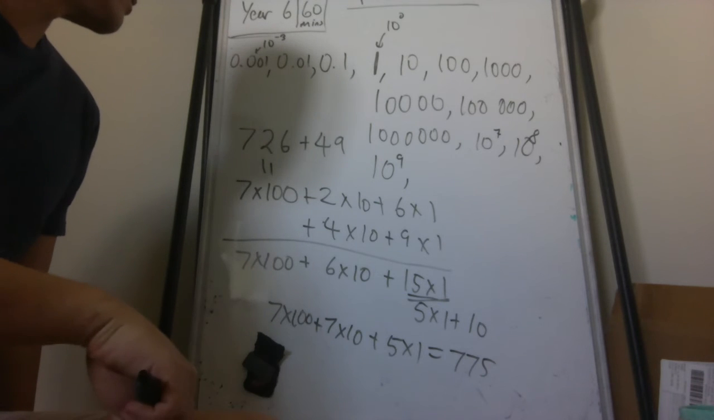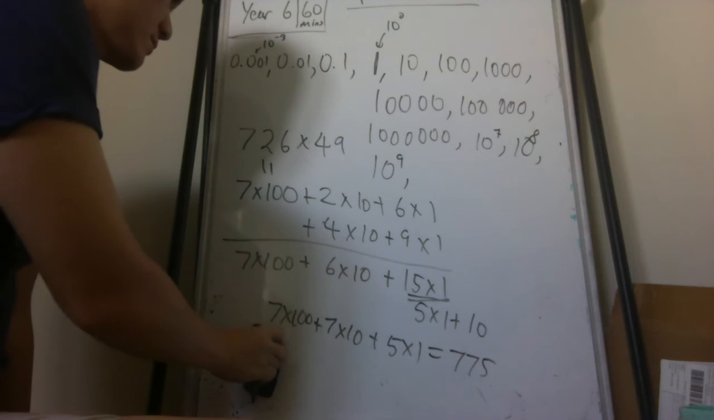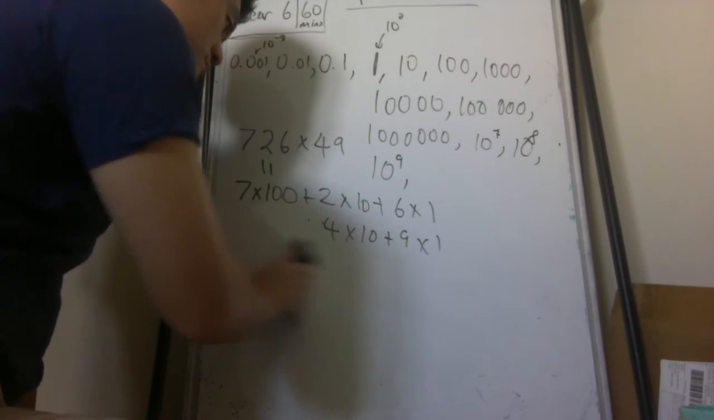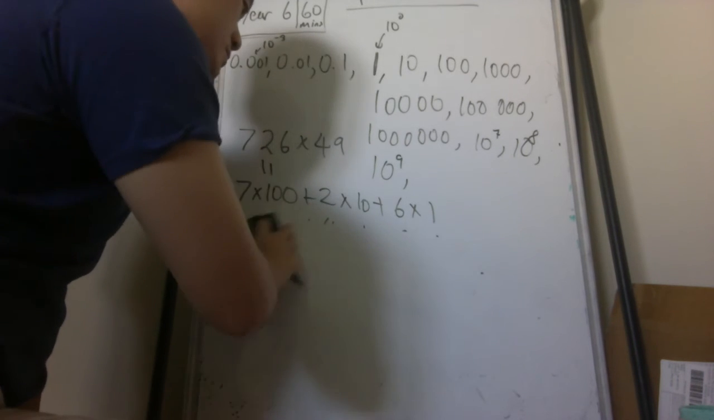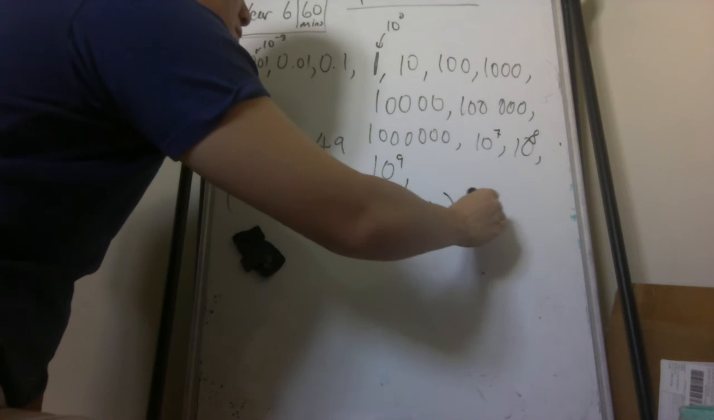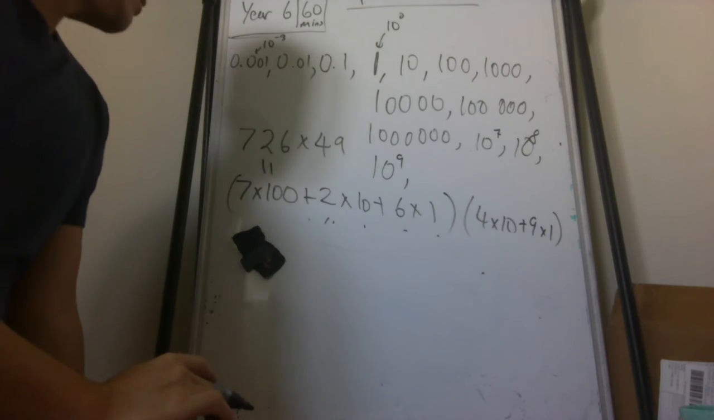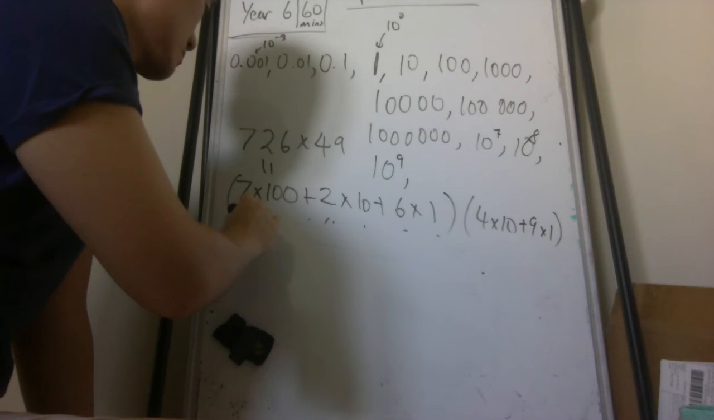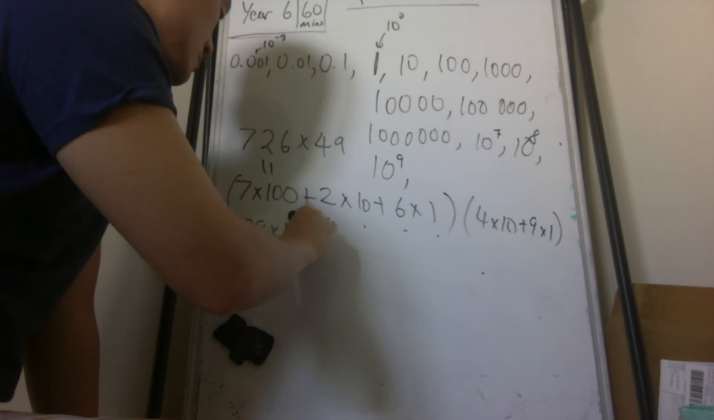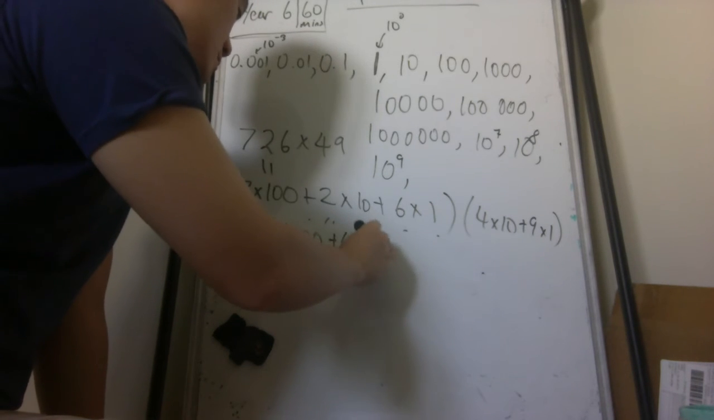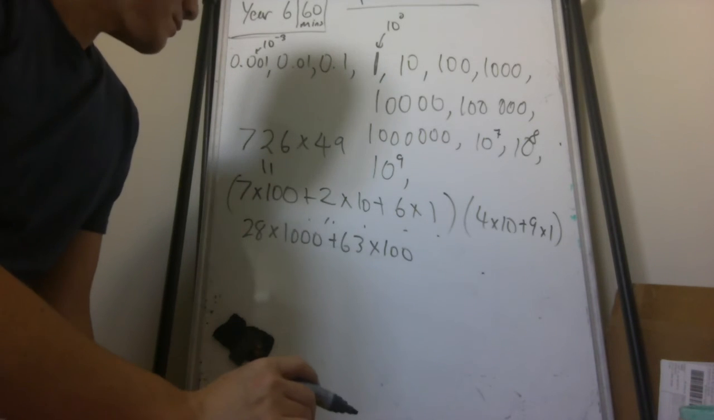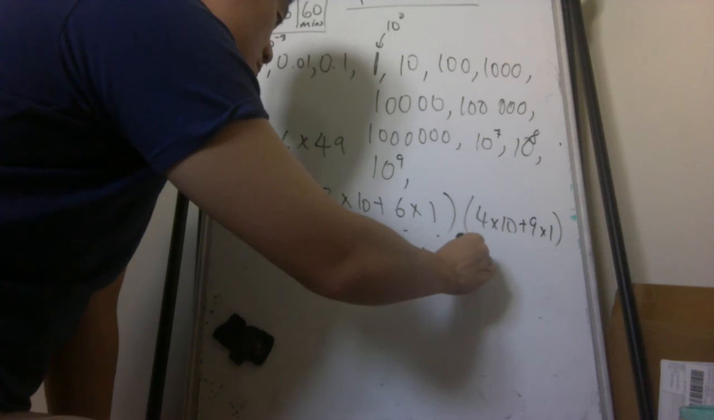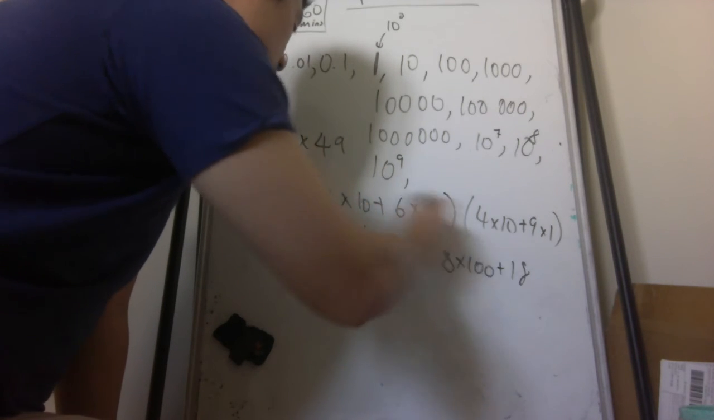You can do a similar thing with multiplication. This is how multiplication works too. If you were to times them instead of adding them, what would you get? You would get this times 4 times 10 plus 9 times 1. So you have to times this by that, and this by that. So you get 7 times 4, which is 28. 100 times 10 is 1,000. And 7 times 9 is 63, times 1 times 100. And then you do the same for these other two. So you get 2 times 4 is 8, 10 times 10 is 100. Plus 2 times 9 is 18. Plus 10 times 1 is 10.